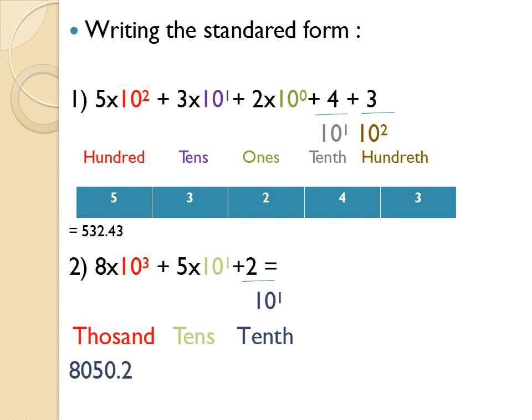Plus 5 times 10 power 1. Here we don't have hundreds. أنا ما عندي 10 power 2. What should we put in the hundreds? 0. Why? Because we don't have 10 power 2. Plus 2 over 10 power 1. So we know that 2 is the first number after the point. So what does the number become? The number becomes 8050 and 2 tenths.